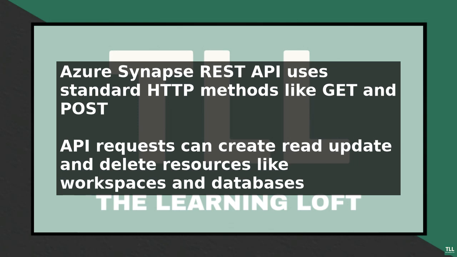and pipelines. To authenticate your API requests, you need to obtain an access token using the client ID and client secret. You can do this by sending a POST request to the Azure Active Directory token endpoint. The access token is then included in the authorization header of your API requests.